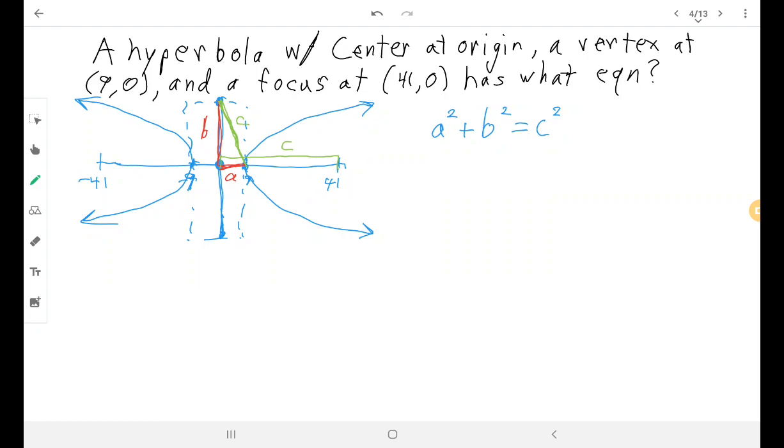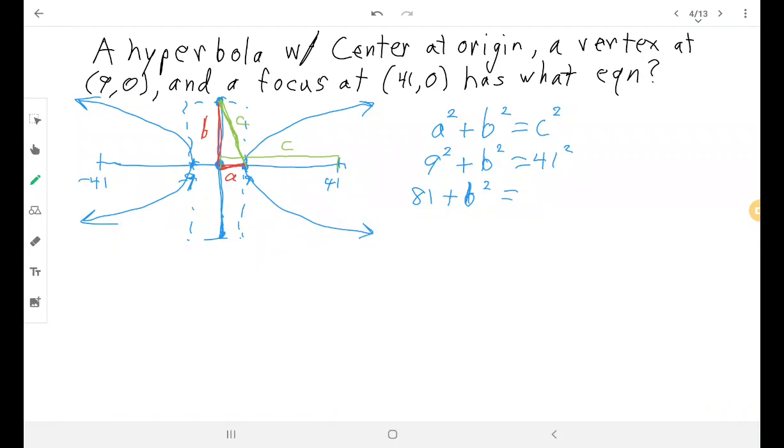So now we have this, and I know a few things. I know A. A is 9. I can tell that from a vertex point. I don't know B, but I do know C. C is 41. Okay? And so I can use Pythagorean theorem to solve. This would be 81 plus B squared equals 41 squared.